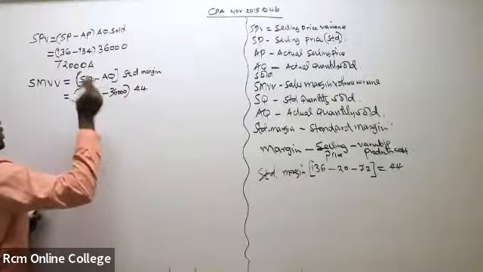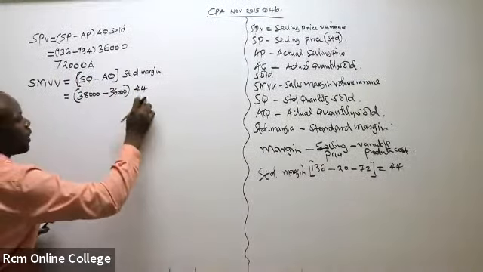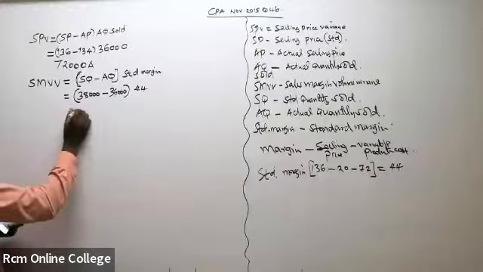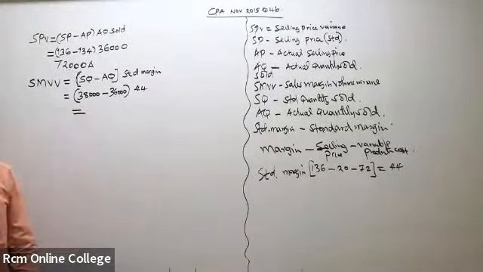So the difference between these two is 2,000 multiplied by 44. What do we get? 2,000.